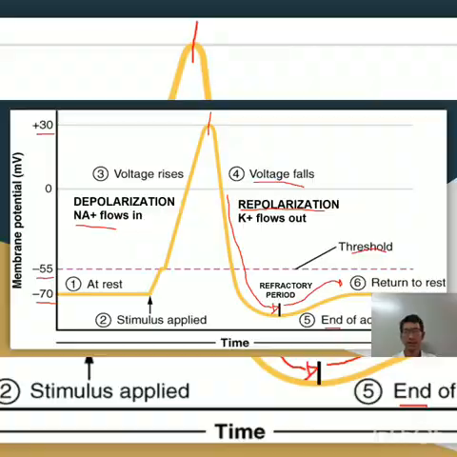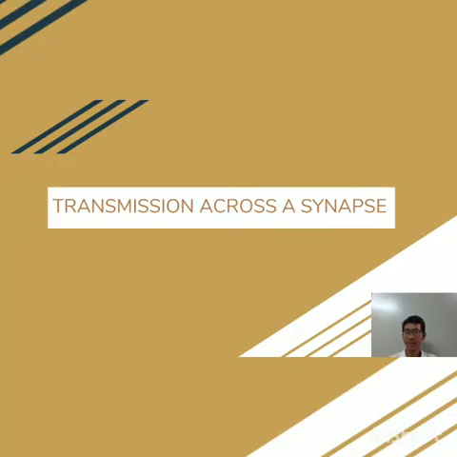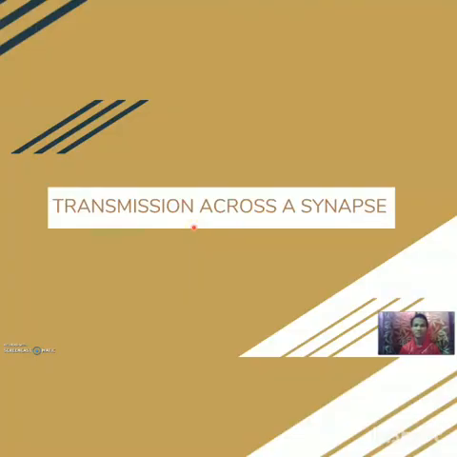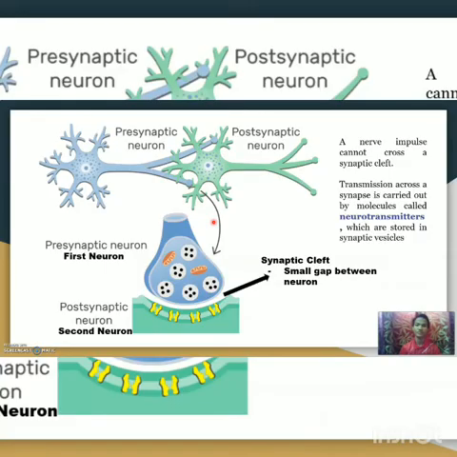So, transmission across the synapse. Okay, this part I will pass to my friend to explain. I will tell you about the transmission across a synapse. So let's start. There are two types of neuron, the presynaptic neuron and the postsynaptic neuron. The presynaptic neuron is the first neuron that receives the impulse, and the postsynaptic neuron is the second neuron. Between them there is a gap called the synaptic cleft.